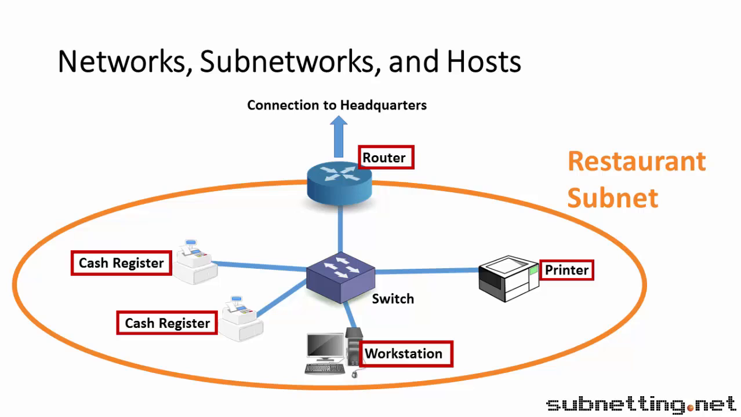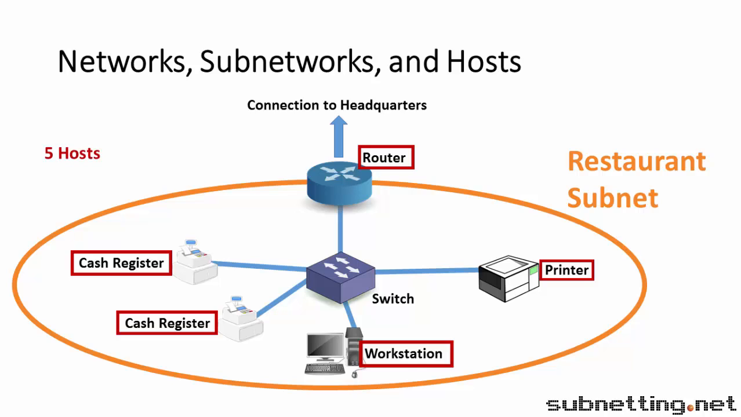Note that the switch is still considered to be a device inside of the restaurant network, but it does not have to get an IP address. As you will learn in the switching videos, switches do not forward traffic based on IP. So now we know there are 5 devices that need an IP address in this subnet. In subnetting speak, these devices are also called hosts. So we would say we have 5 hosts in this subnet.